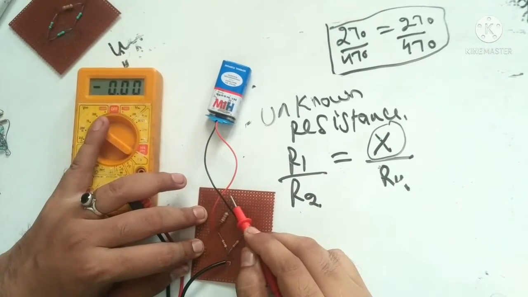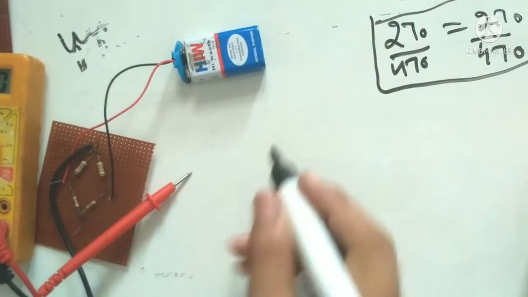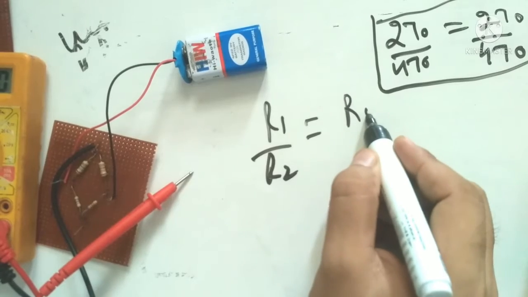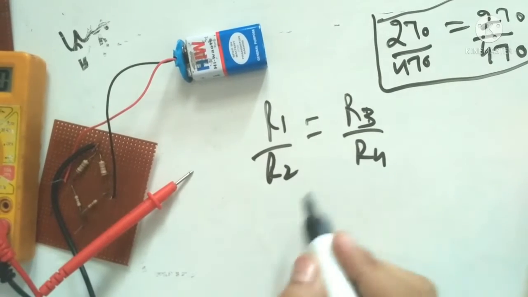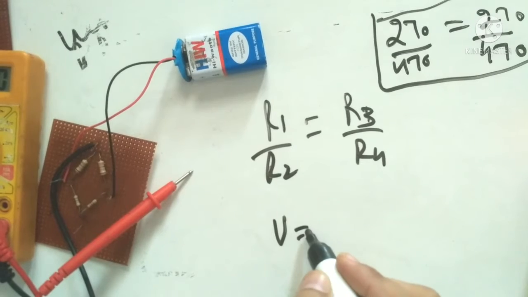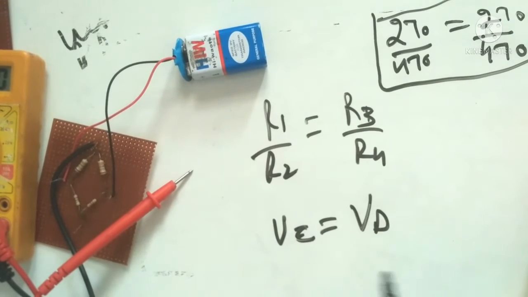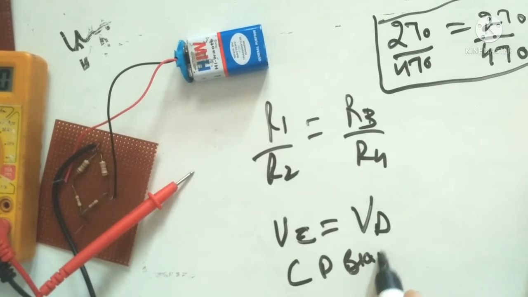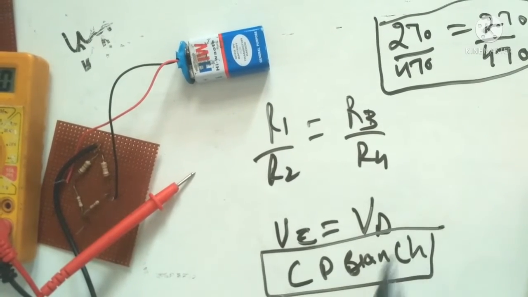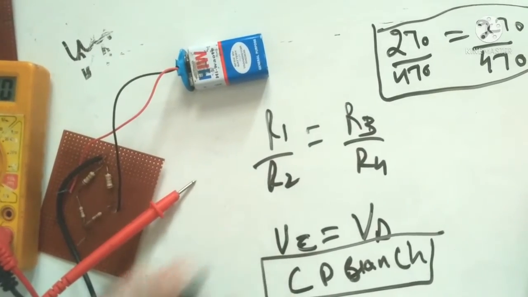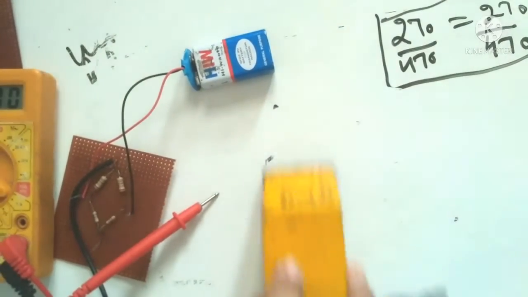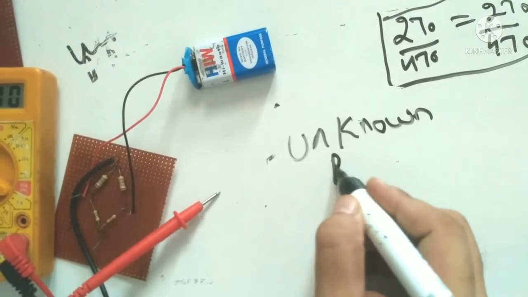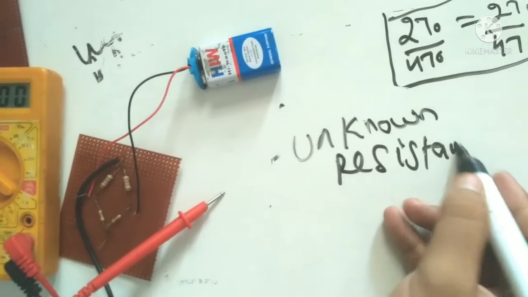Our theory is valid. The condition is correct: if the ratios of two resistances are the same, then the voltage at point C is equal to the voltage at point D, and there is no potential difference in the CD branch. So this is the experiment about the Wheatstone bridge, and this balancing condition can be used to find the unknown resistance.